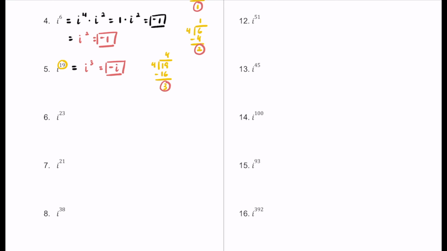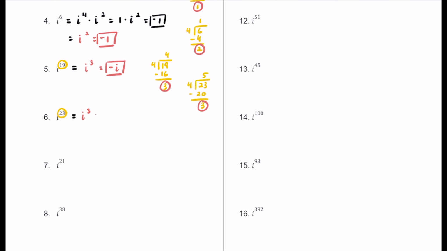For number 6, we have i to the 23rd power. So we can take this 23 and see how many times 4 fits into it. 4 times 5 equals 20. So we have a remainder of 3. All right, so we would have 3 i's left over, and so we can say that this whole thing can be boiled down into just i to the 3rd power.